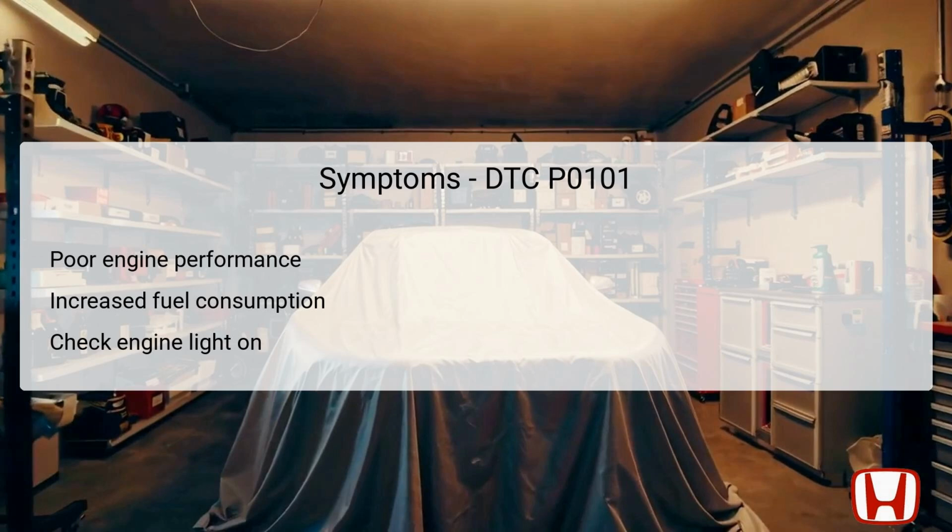When the DTC P0101 is triggered, drivers may experience a range of symptoms that indicate performance issues within the engine. Commonly observed symptoms include poor engine performance, which may manifest as hesitation during acceleration or overall sluggishness. Drivers may also notice an increase in fuel consumption, as the ECM may not be able to adjust fuel delivery accurately due to incorrect air measurements.